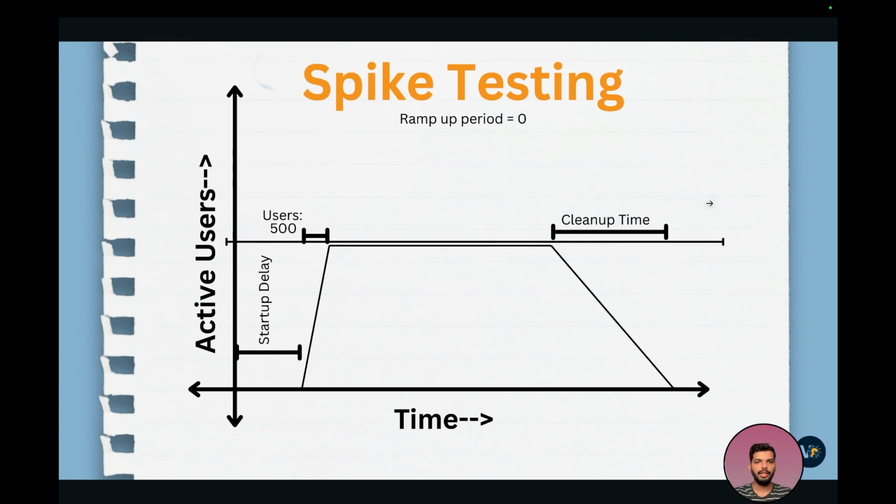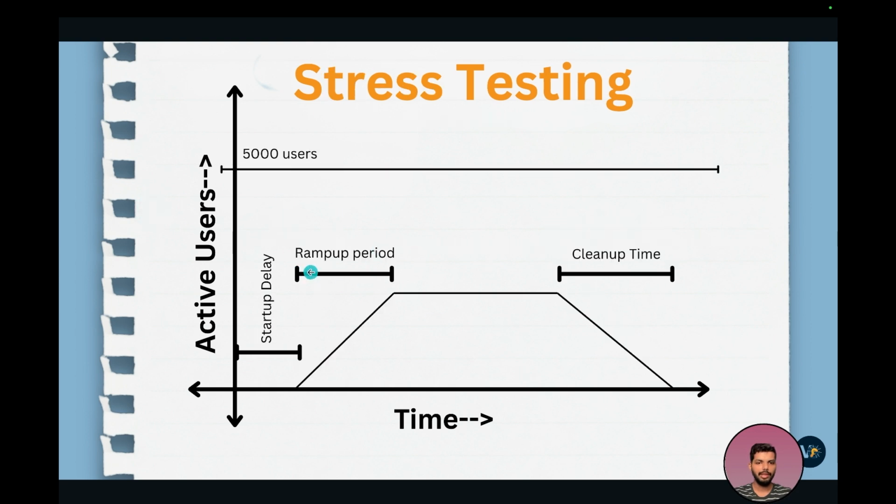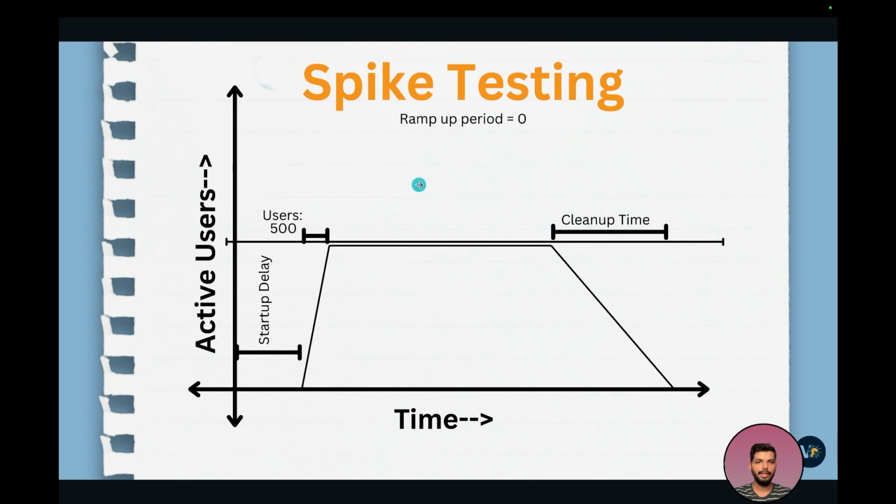Now when it comes to the spike testing, this is the main thing that you need to observe. While we keep some ramp up time for the load testing and stress testing, we don't have a ramp up period for the spike testing, because we want to simulate the spike of users. So let's say we are simulating a spike of 500 users. There will be some startup delay, or we can also keep the startup delay as 0, but it is good to have some startup delay. The ramp up period is equal to 0. The cleanup time will be there even if we don't want it.